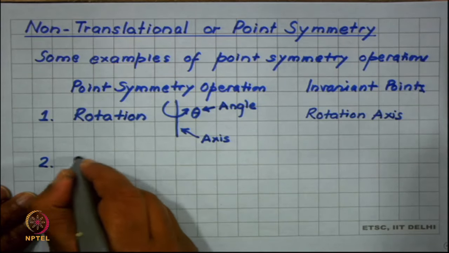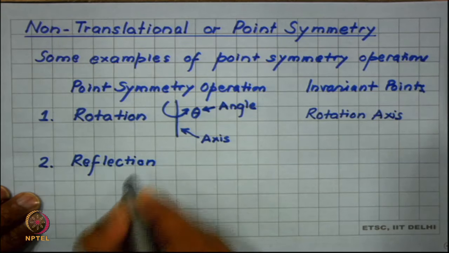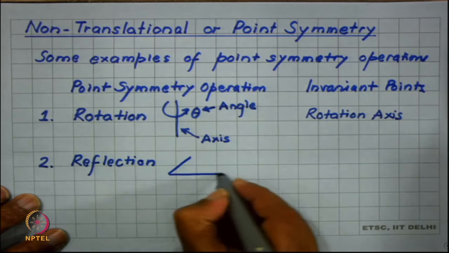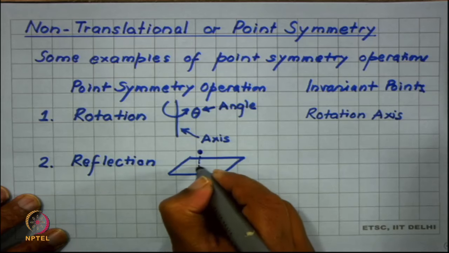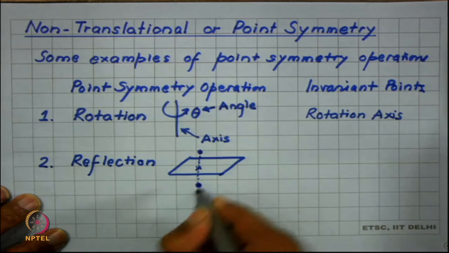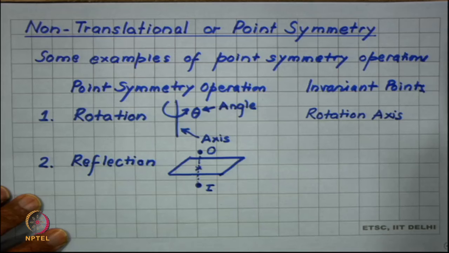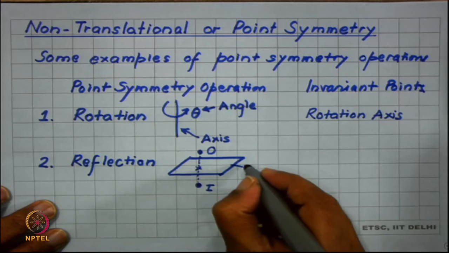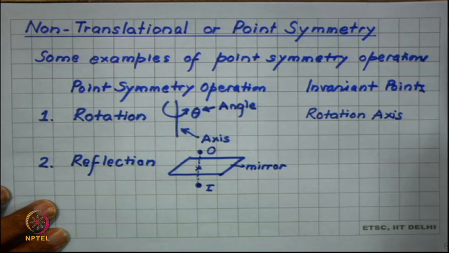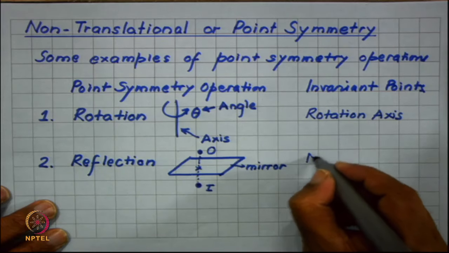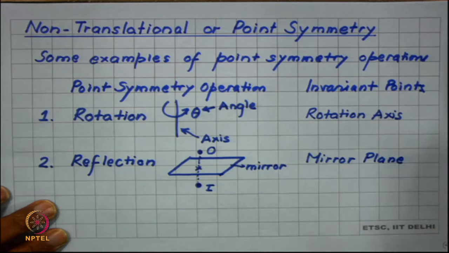Similarly, we have another point symmetry, reflection. The reflection is in a mirror plane. We have a plane and an object, and that object will be imaged at an equal distance on the other side of the mirror plane. So, this is the mirror. Again, every point moves to some other point, but the points on the mirror plane remain invariant. So, points on the mirror plane do not move anywhere.